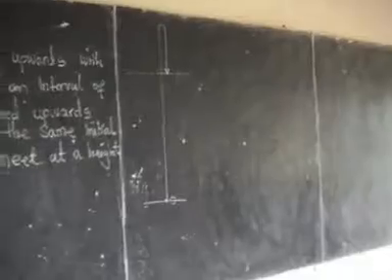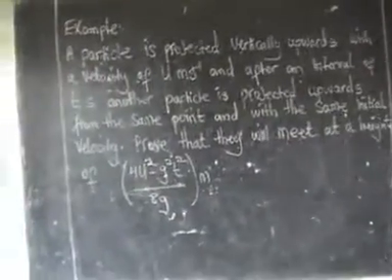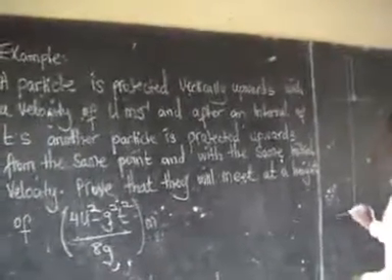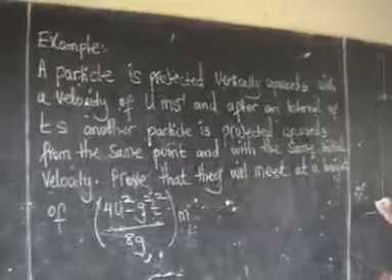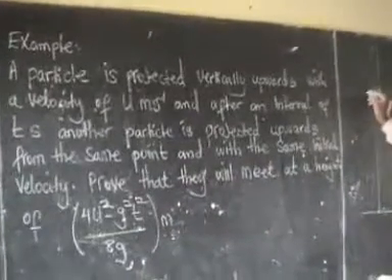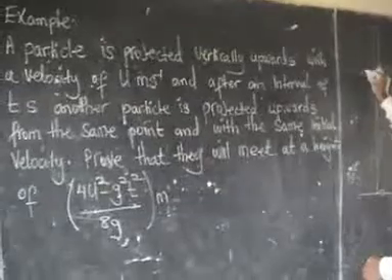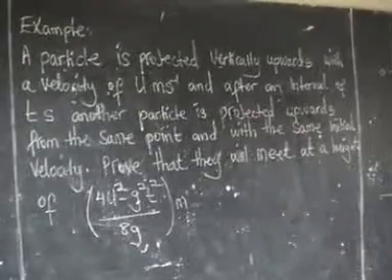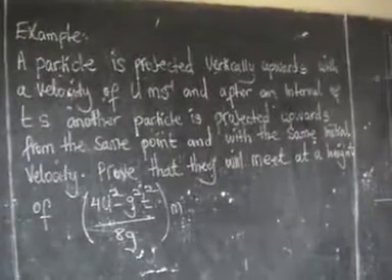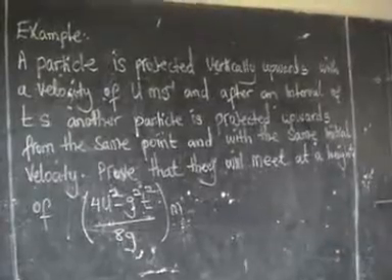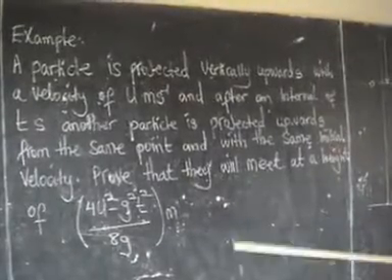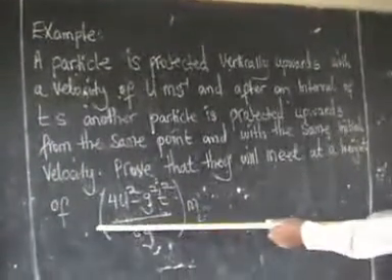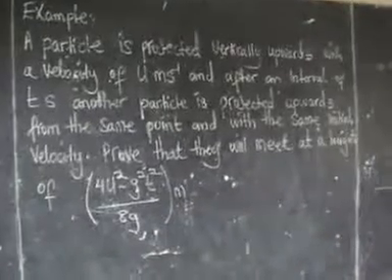So after an interval of t seconds, another particle is projected upwards from the same point. So it will come, and maybe after some time t, it will be at that point. Prove that they will meet at a height. So if this is my height h, where they will meet, they want us to show that that h is equal to 4u squared minus g squared t squared, the whole of it over 8g.